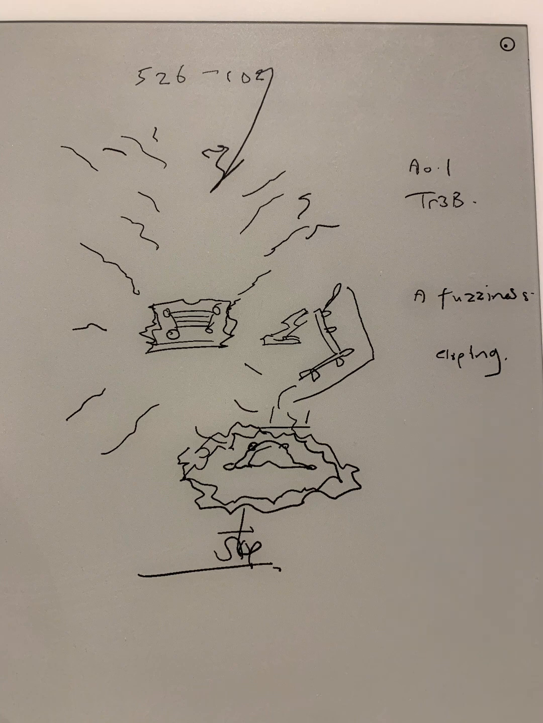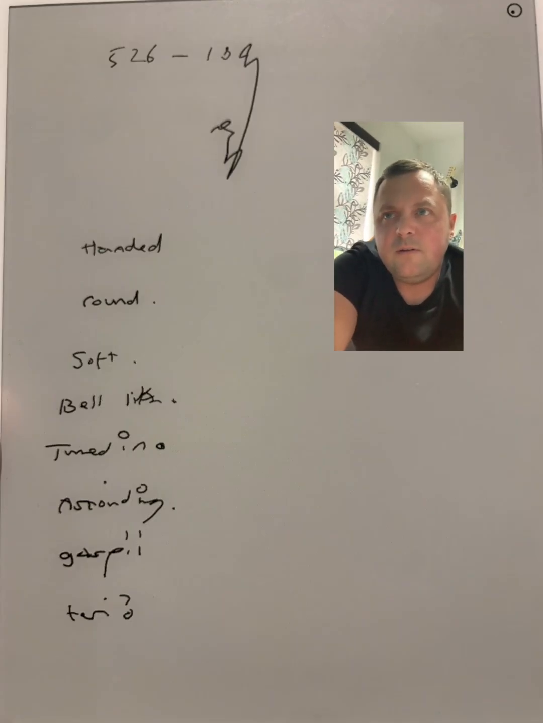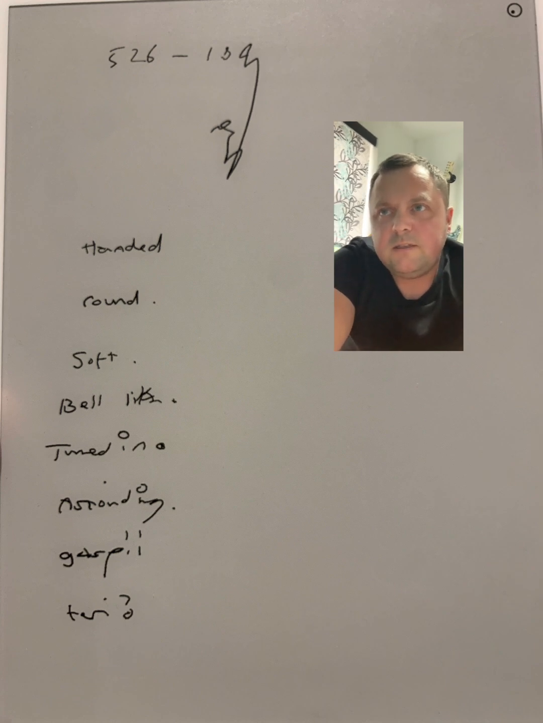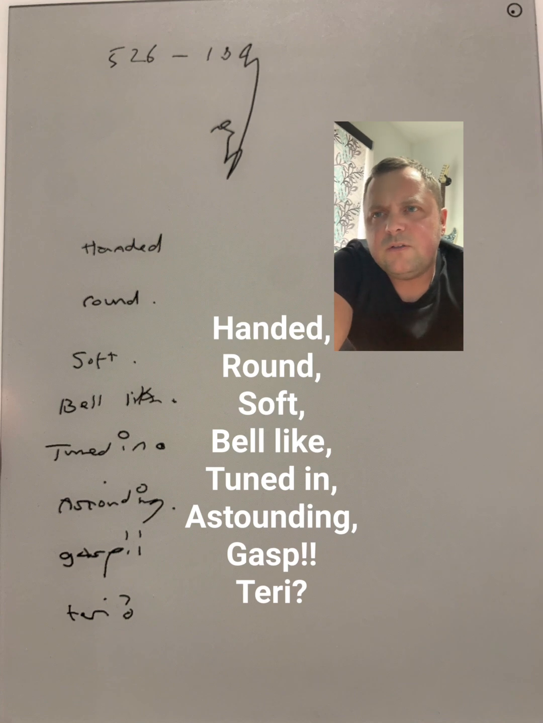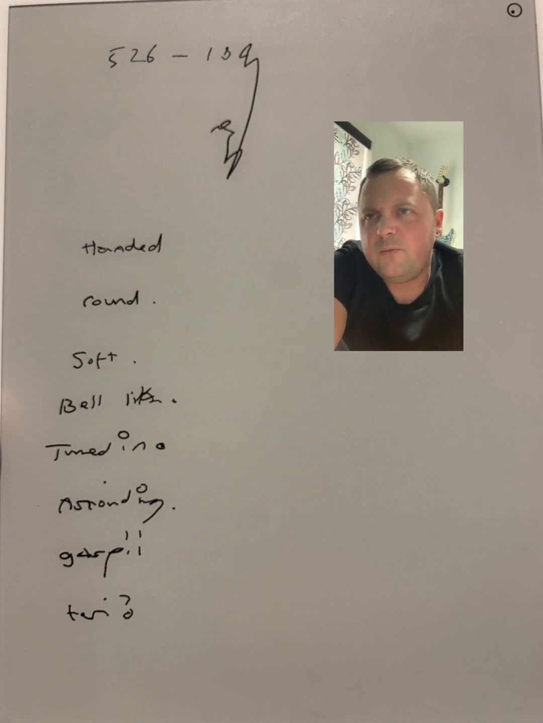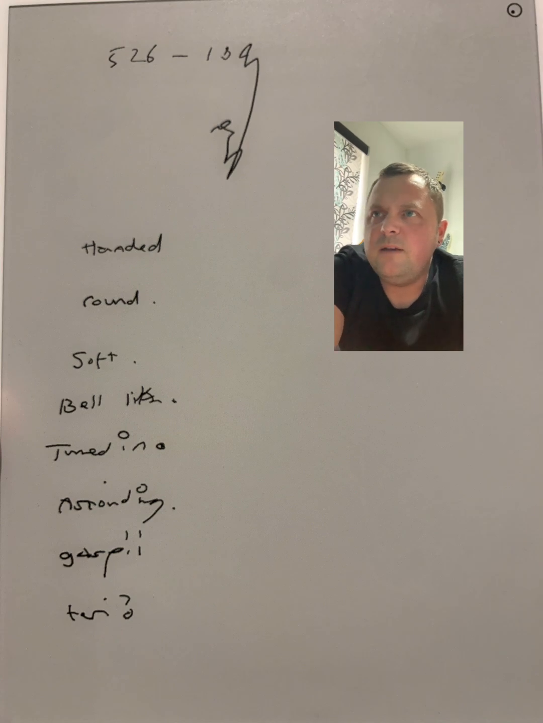And that was it. The next part, I produced an ideogram and came up with some words related to this target, and I wrote down handed, round, soft, bell-like, tuned in. I wrote down astounding, gasp, and Terry. I don't know why I wrote them, but that's what was going around in my mind at the time.